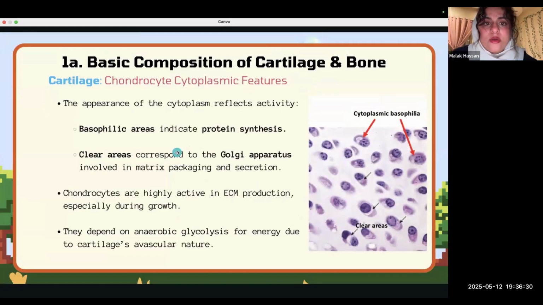All right. Now, what are the features of the chondroblasts? Well, if we look at the microscopic image, we can see that they're very basophilic. That means that they're kind of blue under the H&E stain, right? This basophilia means that there is protein synthesis. Now the clear areas in the cytoplasm, so here, you can see that there are basophilic parts, those are protein synthesis. The clear parts are for the Golgi apparatus, which is involved in packaging and secreting the matrix.